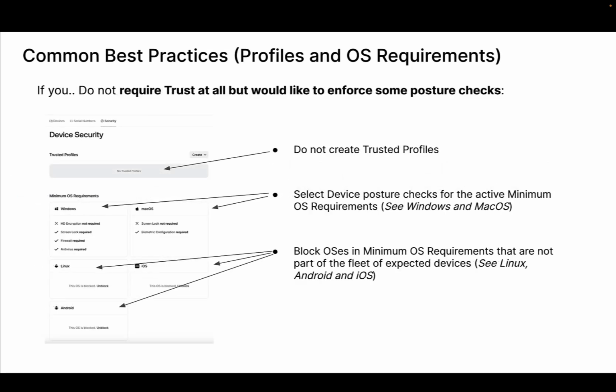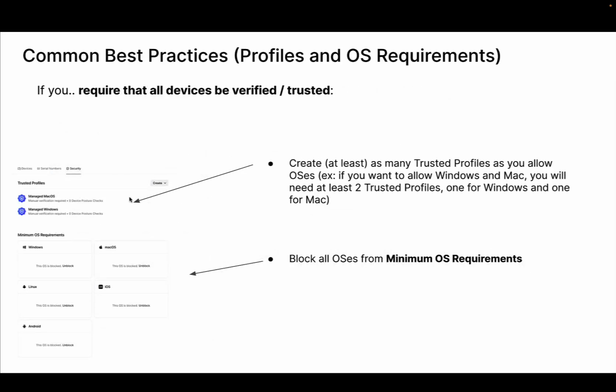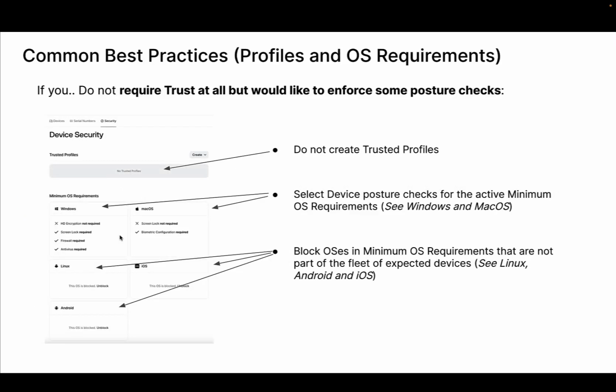If you want to do the opposite of that, if you want all devices to be able to connect, but you want to do some posture checks on those devices, but they don't need to be verified, then don't create trusted profiles. Just unblock the minimum OS requirements for the operating systems you expect to be able to connect to your environment, and select which device posture checks for those operating systems that are active you want to apply to those devices.